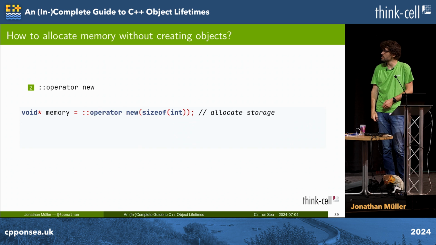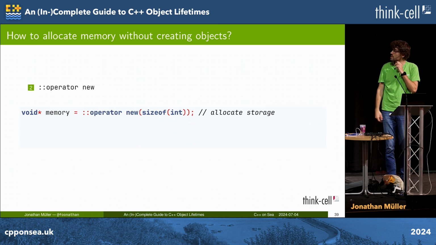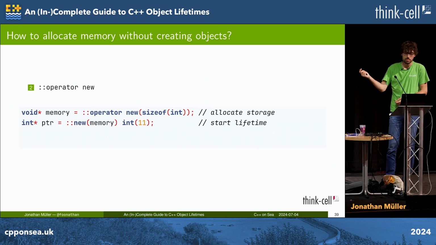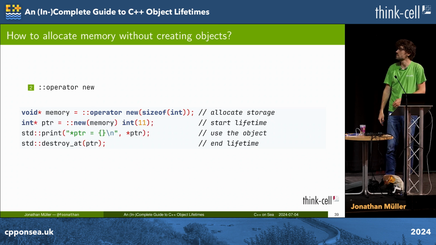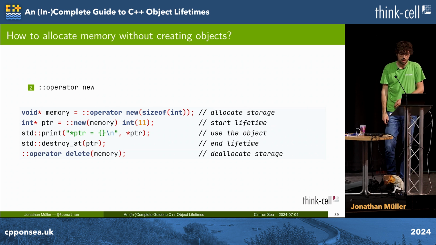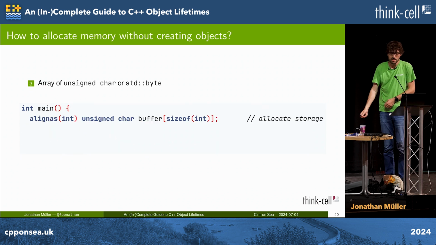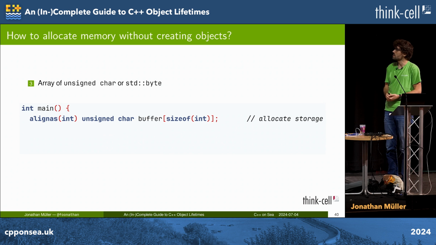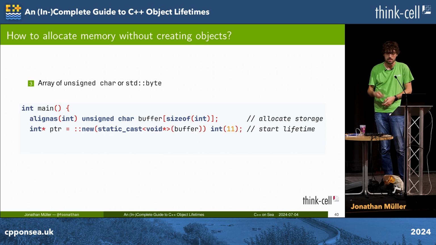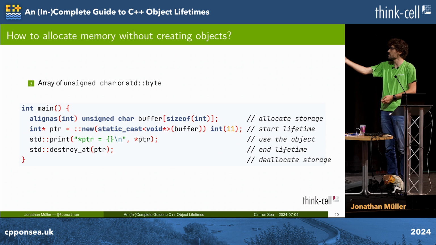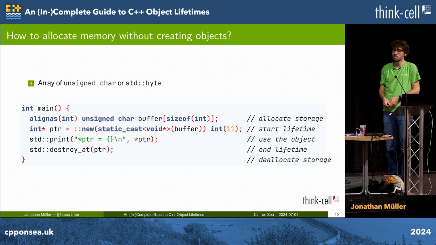A more C++ version is to call operator new. Operator new is a global function with a weird syntax, and just like malloc, it just allocates storage. And then just like malloc, we have to start the lifetime, use the object, end the lifetime, and then deallocate the storage by calling operator delete. Another option is to create an array of unsigned char or std::byte. This allocates storage for objects. Here we have a buffer that is suitably aligned for an int and suitably big for an int. This provides storage that we can then placement new inside. Then we can use the object, and the storage gets deallocated automatically because it's automatic, so we don't need to worry about it.